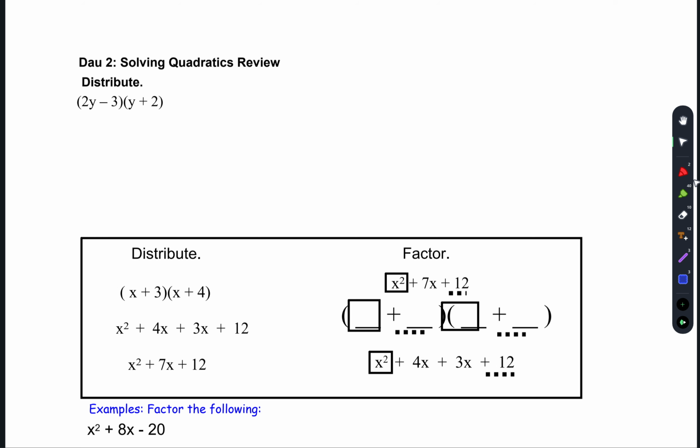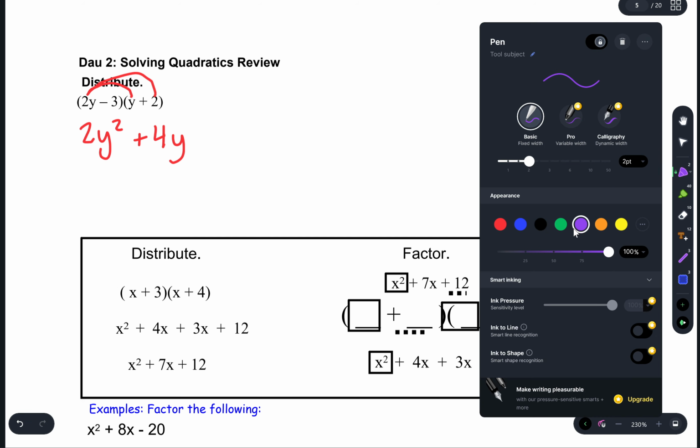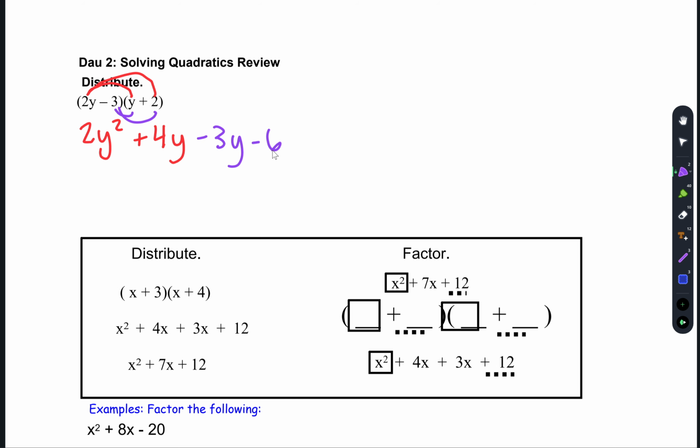So we are going to make sure that as we are multiplying these, my first term multiplies to the first term of the second binomial, 2y squared. It multiplies to the second term of the second binomial, 4y. And I have to make sure that I do the same thing for the second term in my first binomial. So negative 3 times y and negative 3 times 2.